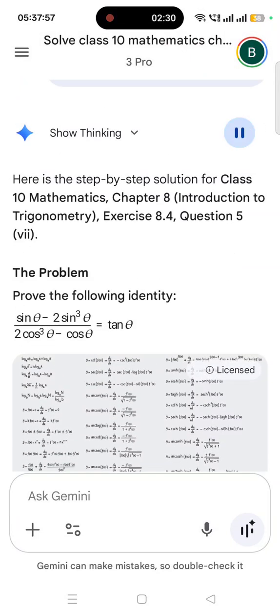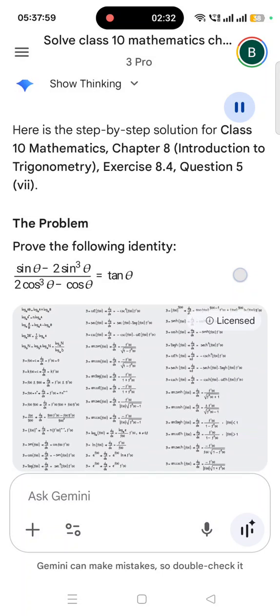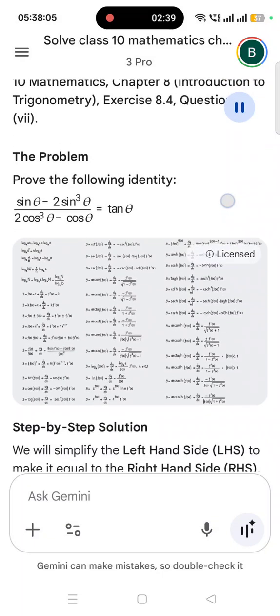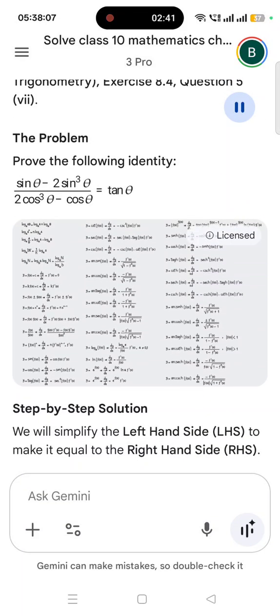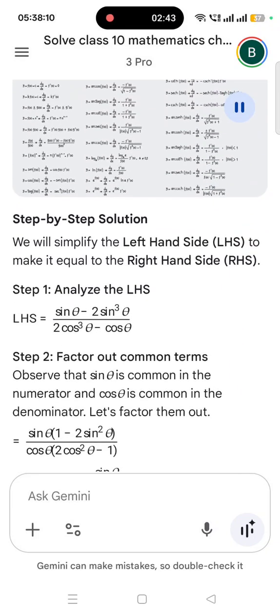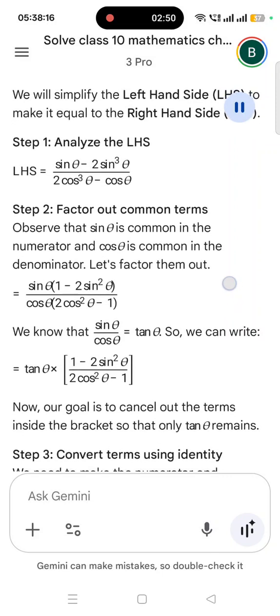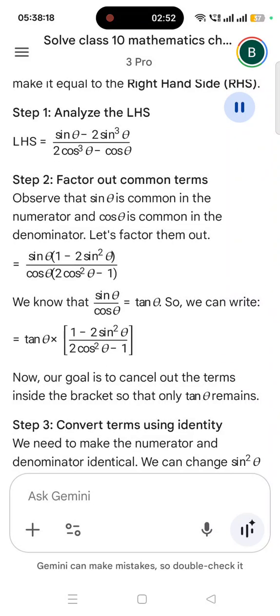Here's the step-by-step solution for Class 10 Mathematics, Chapter 8, Introduction to Trigonometry, Exercise 8.4, Question 5, part 7. The problem, prove the following identity. Step-by-step solution, we will simplify the left-hand side, LHS, to make it equal to the right-hand side, RHS. Step 1. Analyze the LHS. Step 2. Factor out common terms.